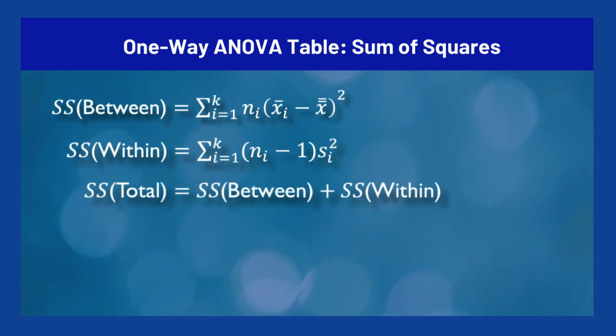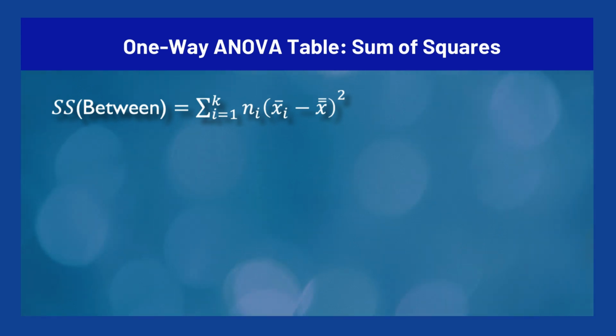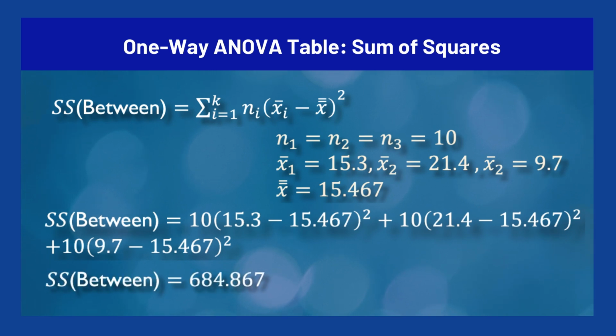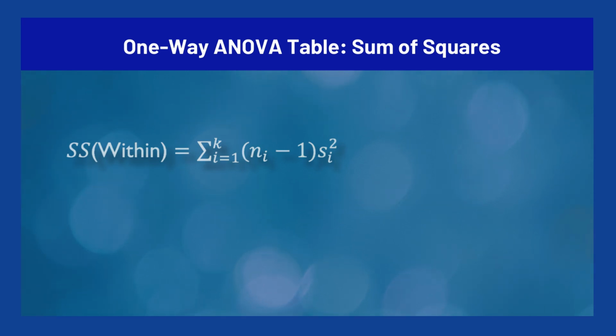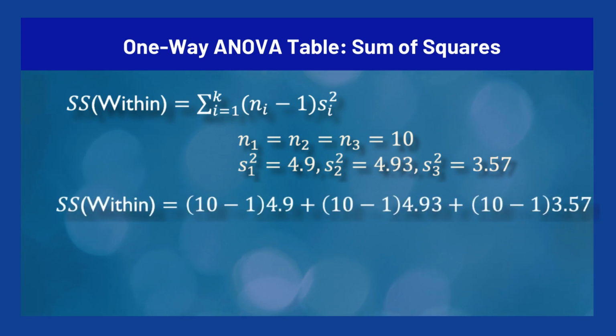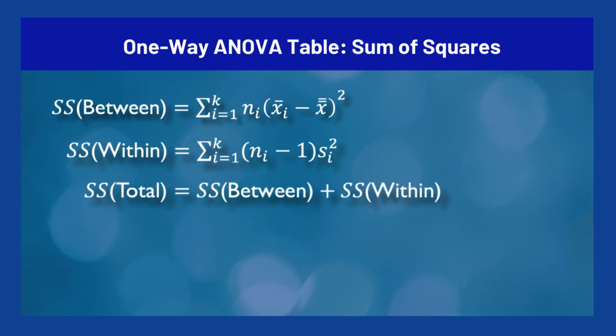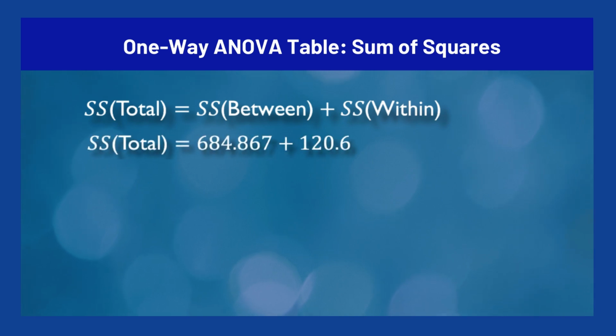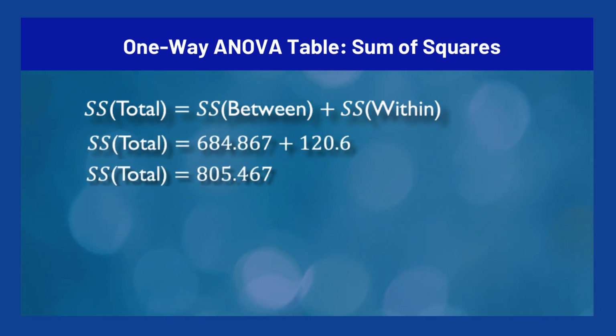Now, put the values of the sample size, the sample mean and the overall mean in the sum of squares between groups formula. The calculated sum of squares between groups is 684.867. And in the sum of squares within groups formula, put the values of the sample size and the sample variance. The calculated sum of squares within groups is 120.6. Add the sum of squares between groups and the sum of squares within groups to get the total sum of squares value. The calculated total sum of squares is 805.467.